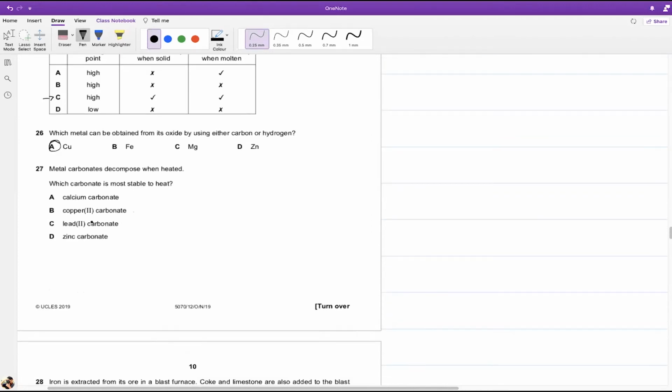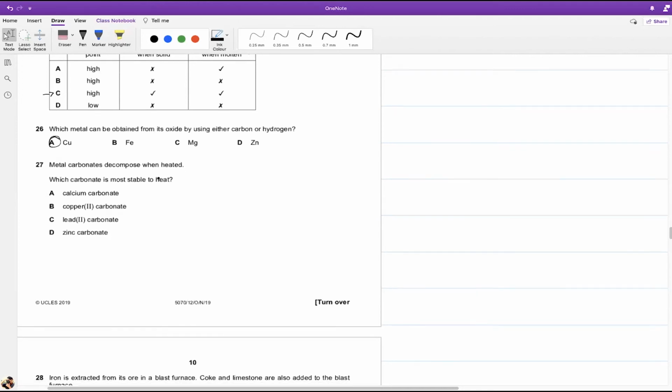Metal carbonates decompose when heated. Yes, they do. They give carbon dioxide. Which carbonate is most stable to heat? Obviously, the one that is made by something that is very reactive. The more reactive it is, the more difficult it is to break down. So in this case, calcium carbonate is the winner, because calcium is the most reactive of these.